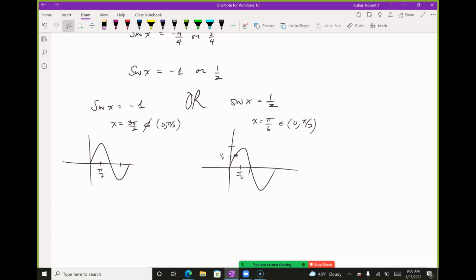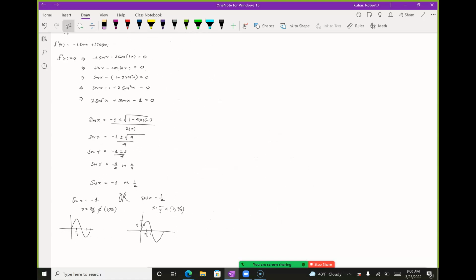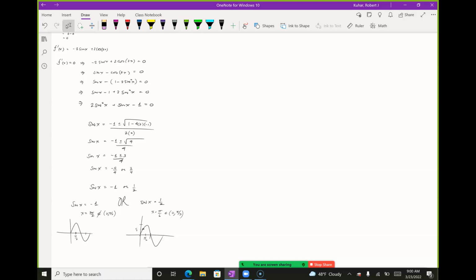Can you zoom out for me, please? Yep. But I don't want you copying this. I want you doing it yourself. Don't copy it. Do it yourself. You should be able to do this. The main strategy that we went with was making it the same trig function, then going straight to the quadratic formula.